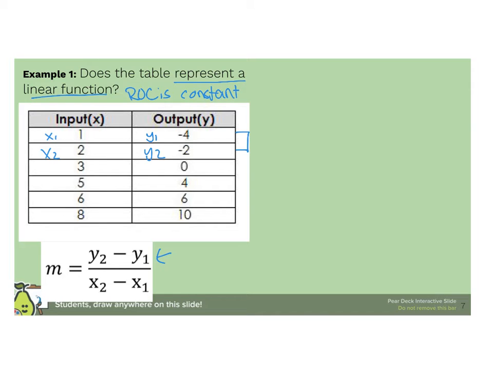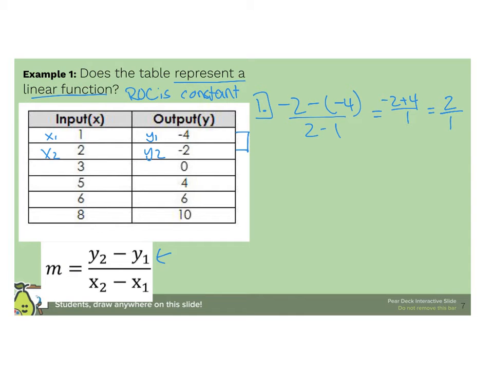So y2, I have, let me see, this is for group 1. -2 minus -4 over 2 minus 1. This means -2 plus 4. 2 minus 1 is 1. -2 plus 4 is 2. So my first slope is 2.